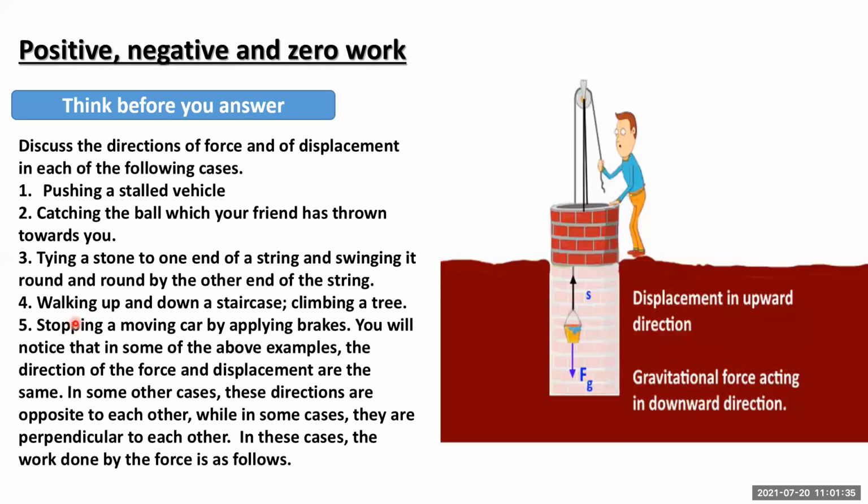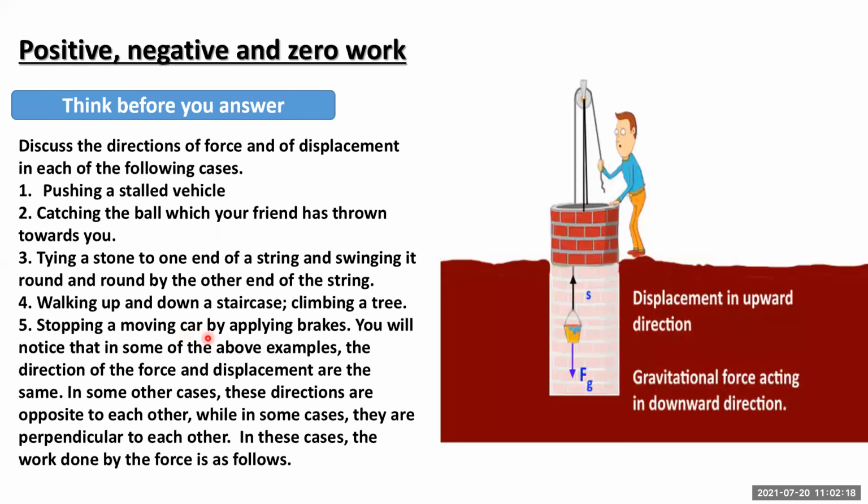Stopping a moving car by applying brakes. Is this an example of positive, negative, or zero work done? When we apply the brake, what happens? The wheels stop rotating. The wheels stop rotating, and the car stops automatically.